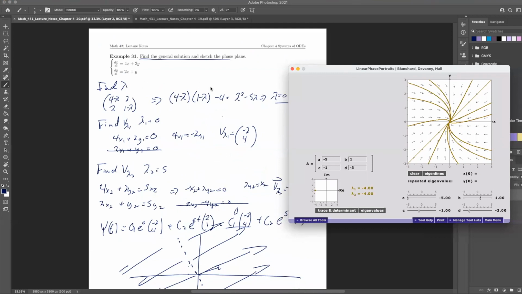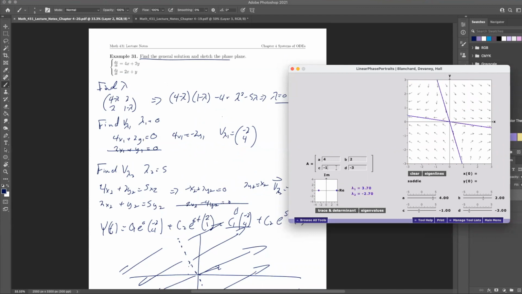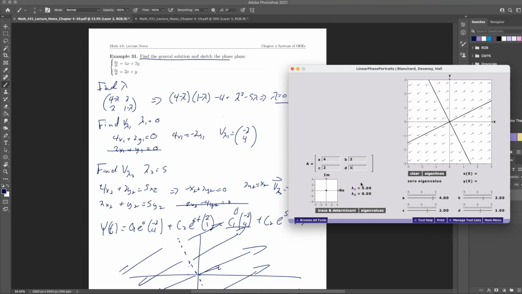What was my original one? It was 4, 2, 2, 1. Okay, so these are my eigenlines, right? And notice here that any point I draw here will be straight out from it. Let me mess with it a little bit. So that's how this one looks in there.